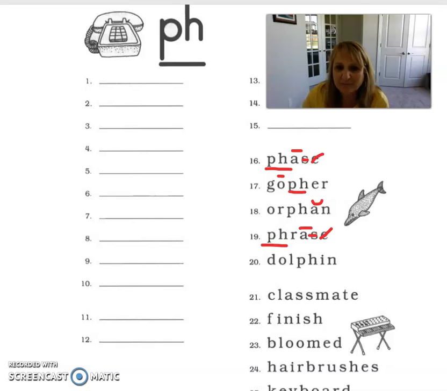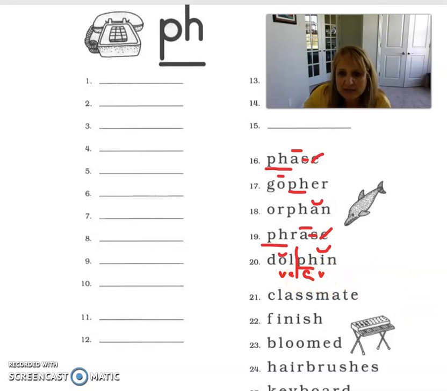Let's go on to dolphin. Dolphin. Let's see if we can find a VCCV there. We have our vowel, consonant. Remember, our PH together is just 1 consonant. And another vowel. Where would we split that syllable? Dolphin. You're right, we would split it between the 2 consonants right there.